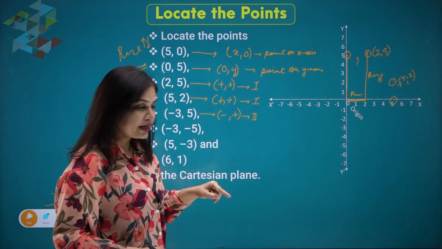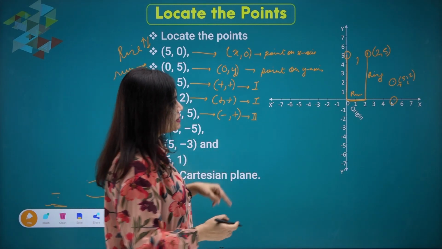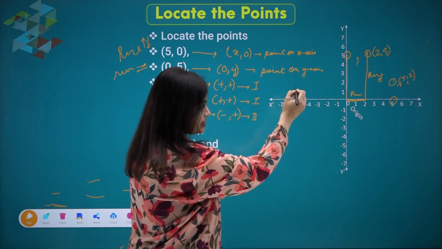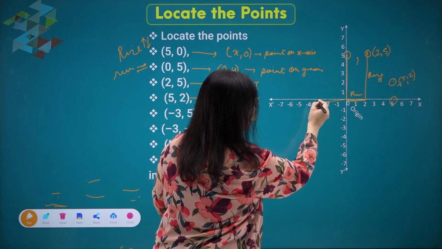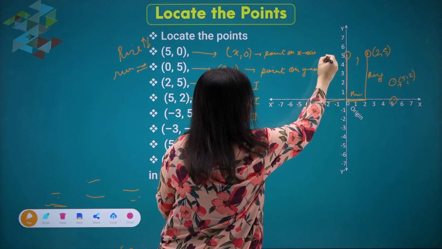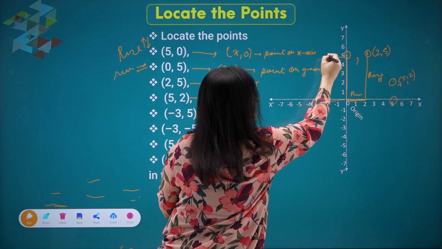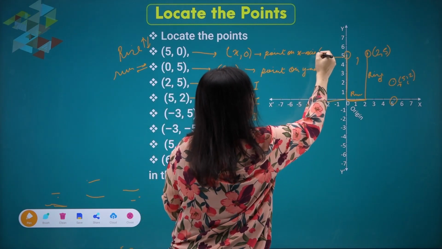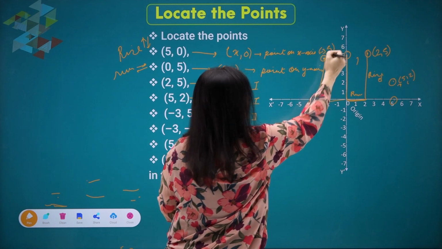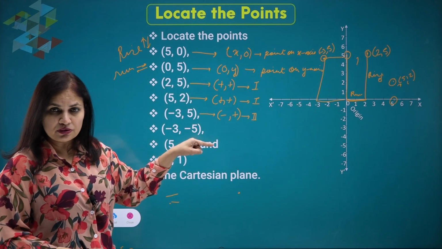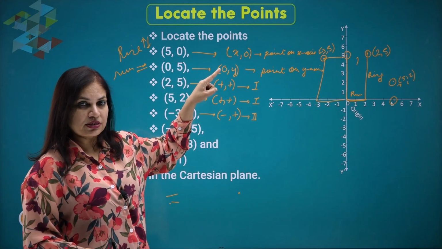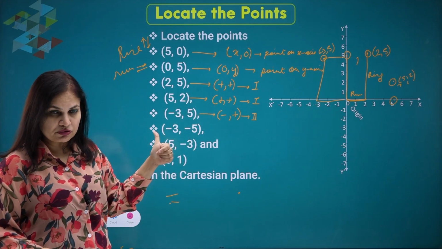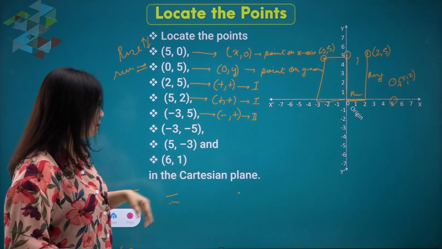And if I locate this point, minus 3 means running 3 steps to the left and rising 5 units upward. So, this point will be my minus 3, 5. 3 to the left and 5 upwards. That is running 3 steps to the left and rising 5 units upwards.